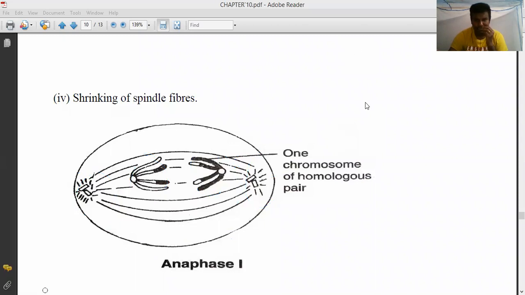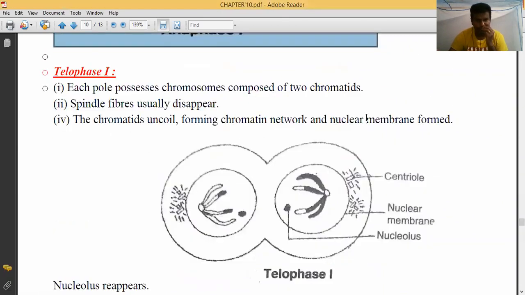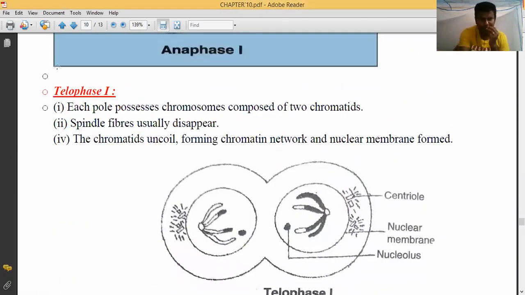Okay, that's all. Next, telophase 1. In this one, what happened? Each pole possesses chromosomes composed of two chromatids. See, in this region chromatids are present, and in this region chromatids are present. When telophase 1 begins, the spindle fibers completely disappear.